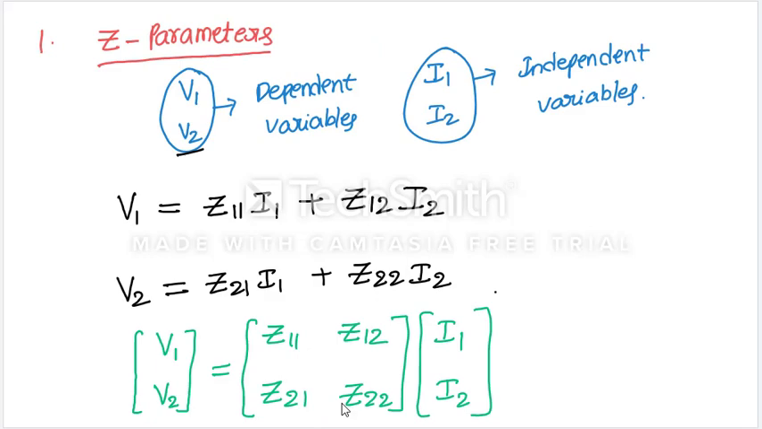So we can treat it as the V matrix, which is equal to the Z matrix into the I matrix. V matrix equals Z matrix into I matrix. We can simply indicate this thing. Z matrix means that is a z parameters box. The whole thing we can indicate with z parameters simply. Now let us find out these z parameters one by one.